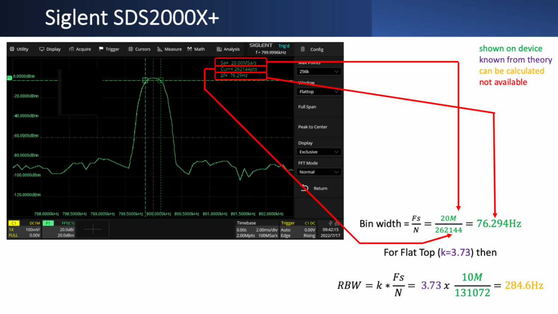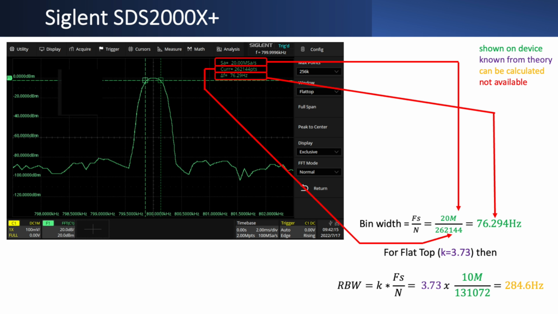Now let's look at our SDS oscilloscope. It has a very nice little info window where we find the various values we're interested in. We see the sample rate, and that is the actual sample rate being used for the FFT process, because the overall sample rate of the device is shown all the way at the bottom in the time box window, and sometimes the FFT sample rate is different if fewer values are fed into the FFT. So we have 20 M here. We also have the number of FFT points.